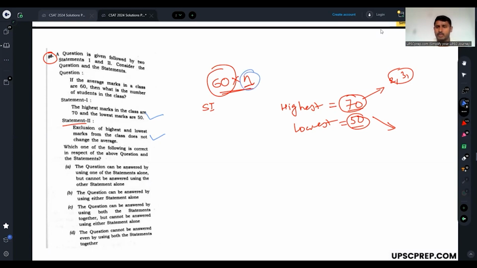Why? Because we don't know how many students have got the highest mark and how many have got the lowest marks. Unless we know this number, we will not be able to find the value of n, right? So by using both the statements together, we will not be able to answer the question. Easily, option D will be the correct answer.